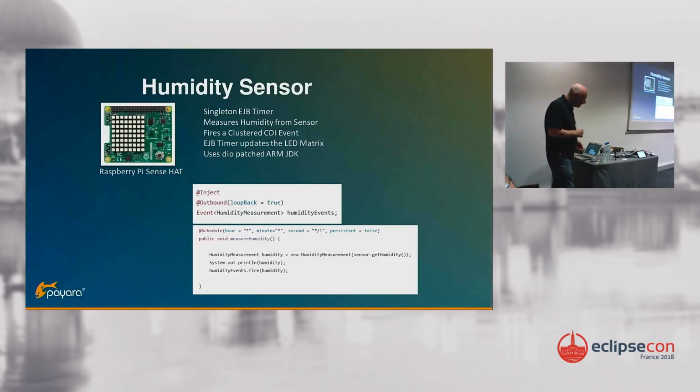So, like I said, Payara Micro itself is a runtime that supports the vast majority of the Java EE APIs. So it covers all the web APIs. It covers EJBs, and what we have running on the sensor is a simple singleton EJB timer. So the code is pretty simple. So we have a schedule on the EJB.